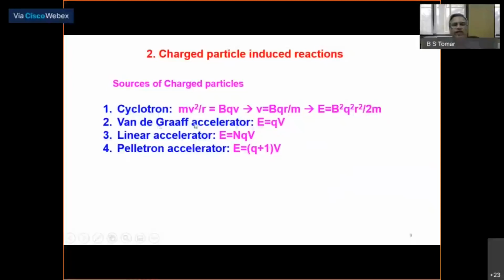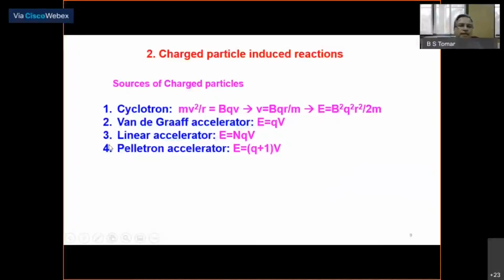In the Van de Graaff, as I mentioned in the previous lecture, it is a one-step acceleration where you have a terminal of V volts. So the charge Q will acquire the energy QV. This is the energy. You cannot go to very high energies in Van de Graaff. And so Van de Graaffs are not that common these days.